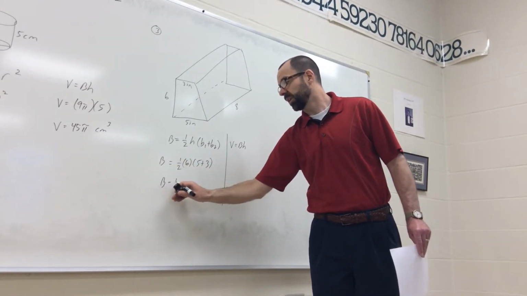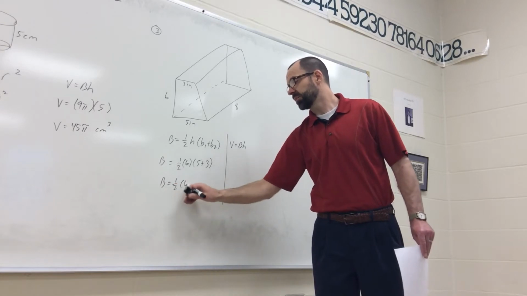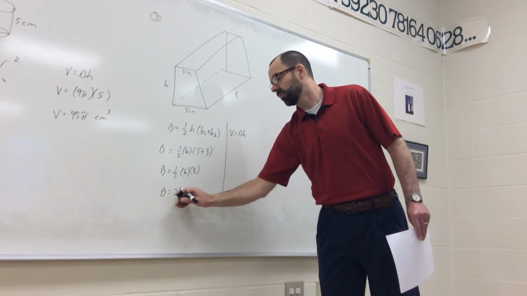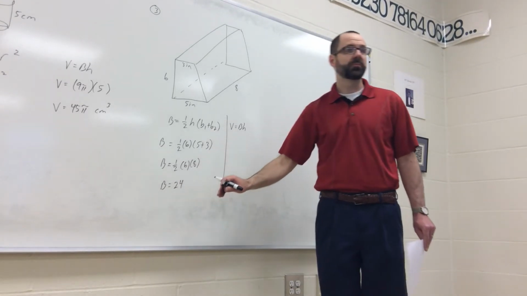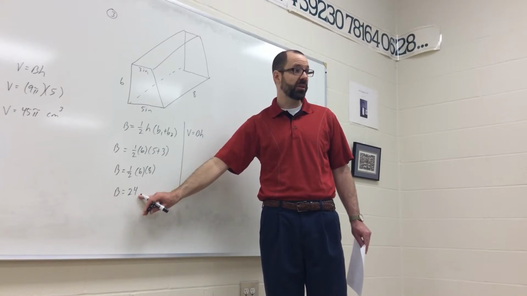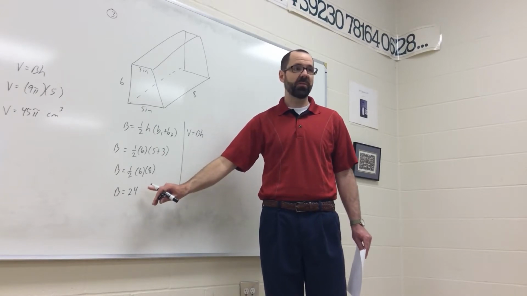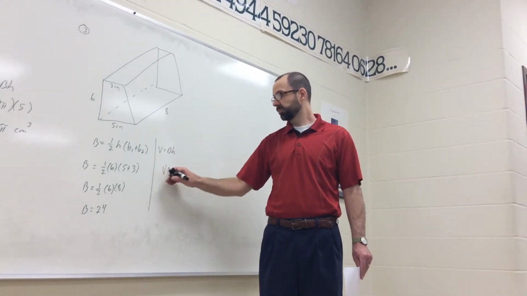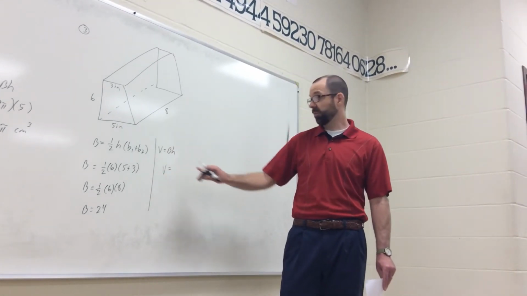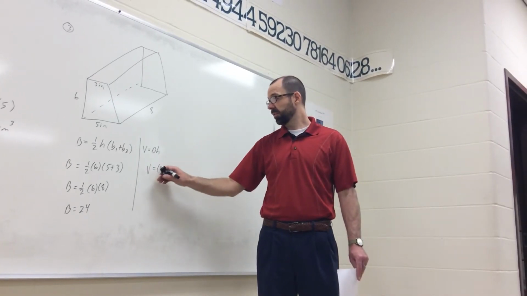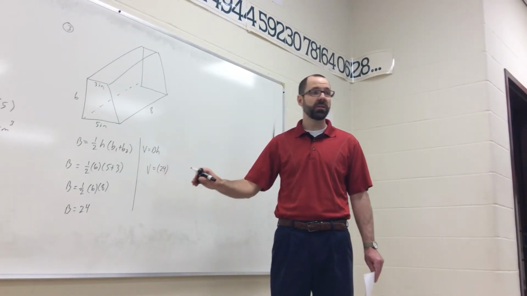So then that'll be 1/2 times 6 times 8. So that comes out to 24. So 24 is the area of the trapezoid. And on this problem, that's the area of the base of the 3D figure. So now I'm ready to go over here and figure out the volume. And the base is 24.